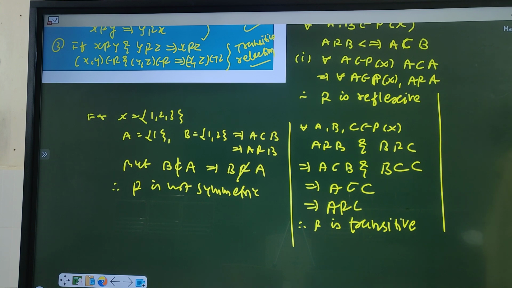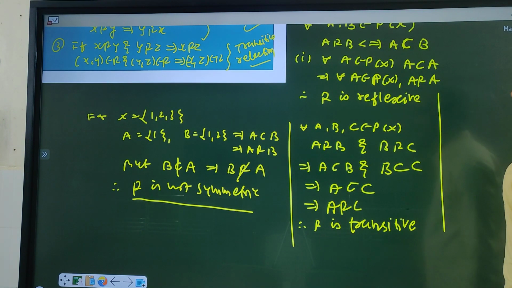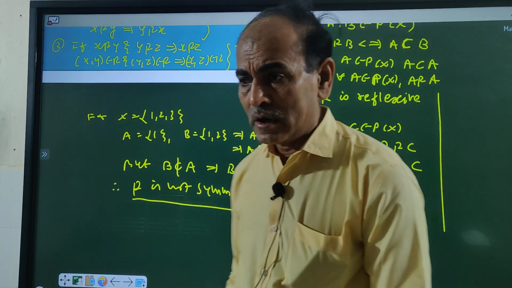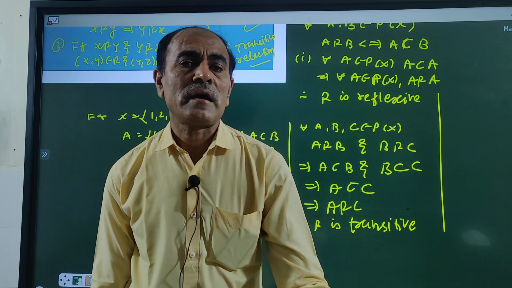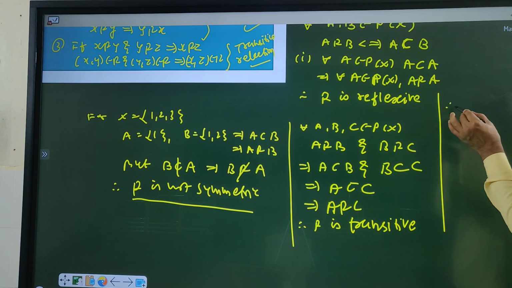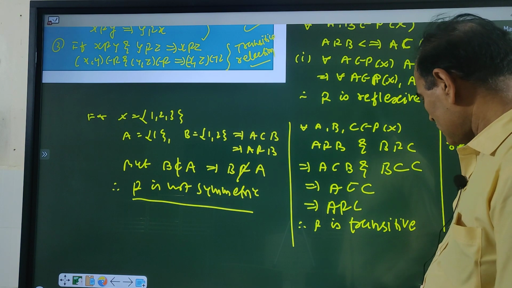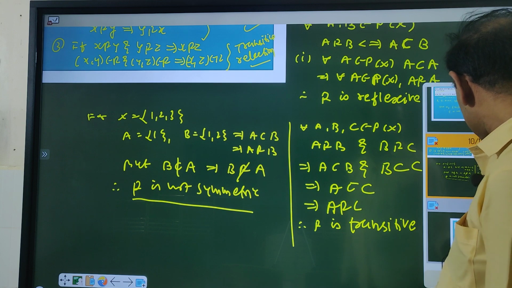R is not an equivalence relation. Why? It is not symmetric. Because we know that a relation is an equivalence relation if and only if it is reflexive, symmetric and transitive. Clear? And therefore R is not an equivalence relation, as it is not a symmetric relation. Clear? Let us see the next one.